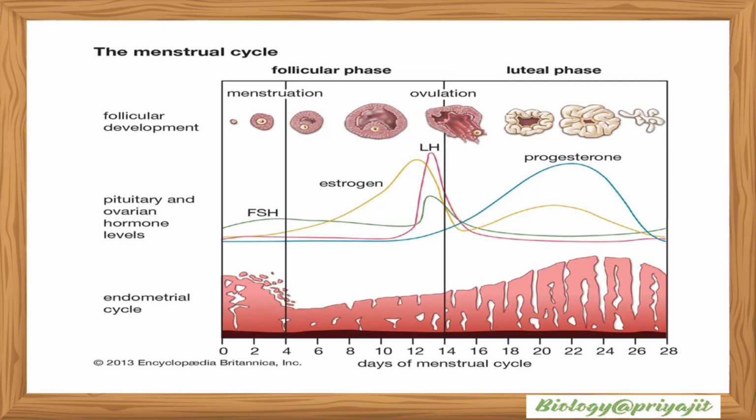The image shows the menstrual flow. The follicular phase is the first 14 days, and the luteal phase is the last 14 days. In between these stages there is ovulation. Pituitary and ovarian hormone levels are shown in the image, like LH (luteinizing hormone), progesterone, estrogen, and follicle stimulating hormone. And there is the endometrial cycle.